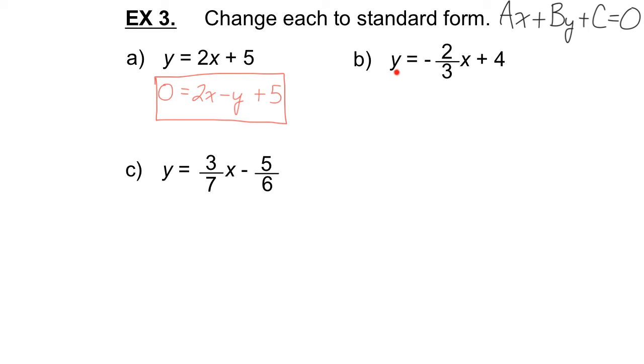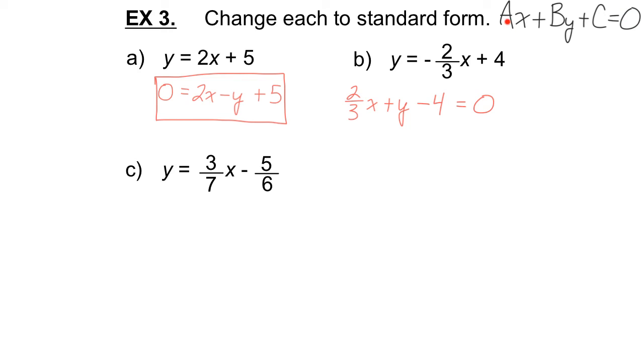For the second one, y equals negative 2 over 3x plus 4. I need to turn that into standard form. Remember, the coefficient on x has to be positive. Right now it's negative, so I'm going to start moving things over to this side. So I'll take minus 2/3 x, move it to the left. Now it's positive 2/3 x. This plus 4 moves over, now it's minus 4. So I have 2/3 x plus y minus 4 equals 0. So standard form is equal to 0, that's what I have.